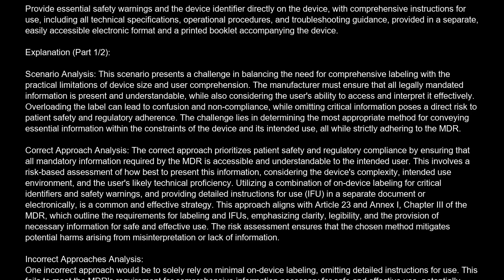Utilizing a combination of on-device labeling for critical identifiers and safety warnings, and providing detailed instructions for use (IFU) in a separate document or electronically is a common and effective strategy. This approach aligns with Article 23 and Annex I, Chapter III of the MDR, which outline the requirements for labeling and IFUs, emphasizing clarity, legibility, and the provision of necessary information for safe and effective use. The risk assessment ensures that the chosen method mitigates potential harms arising from misinterpretation or lack of information.